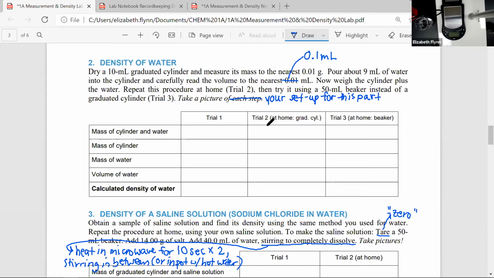Then you're going to do it at home. You're going to do it at home with the 10 ml graduated cylinder, and then you're going to try it at home with a beaker. And you're going to figure out which of these trials is the most accurate, which of the trials has the least uncertainty, and tell me why in your post-lab questions. Okay, all right.